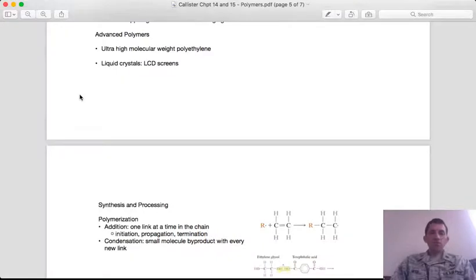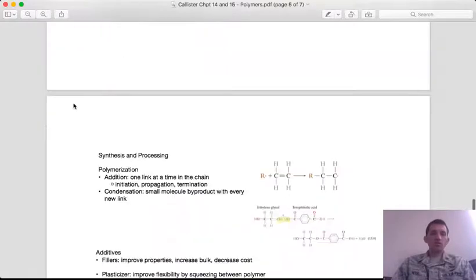Polymers also form the materials that are used in LCD screens, and the alignment of those polymer chains can affect the transmission of light, which is essentially how these are turned on and off.